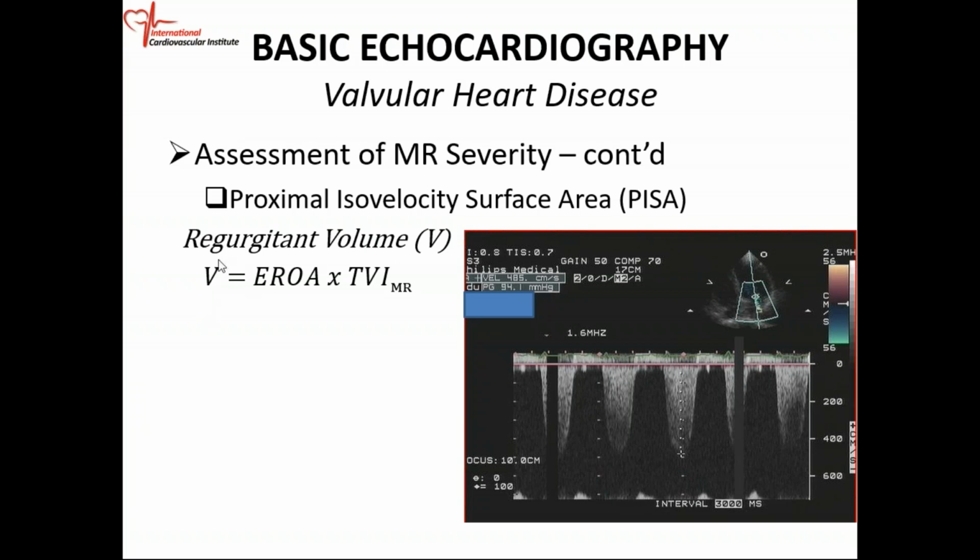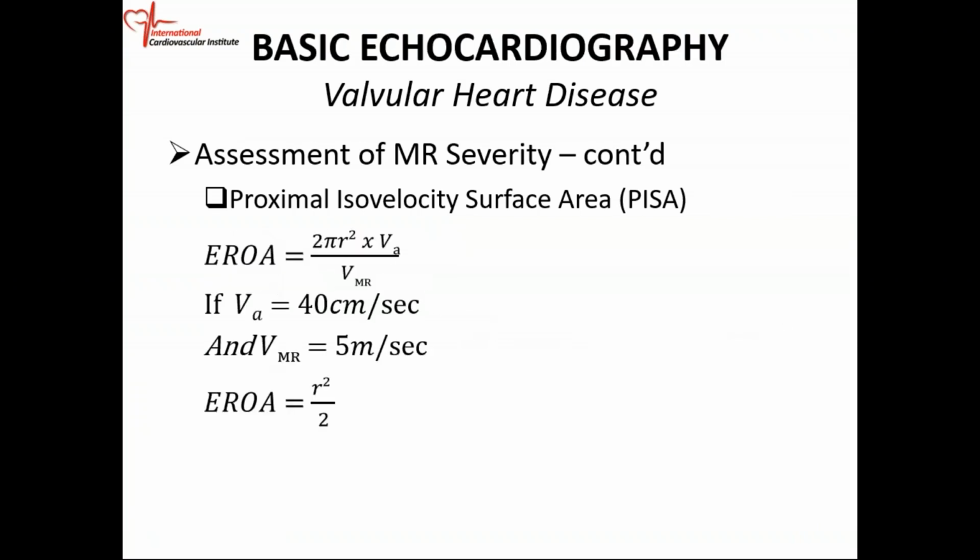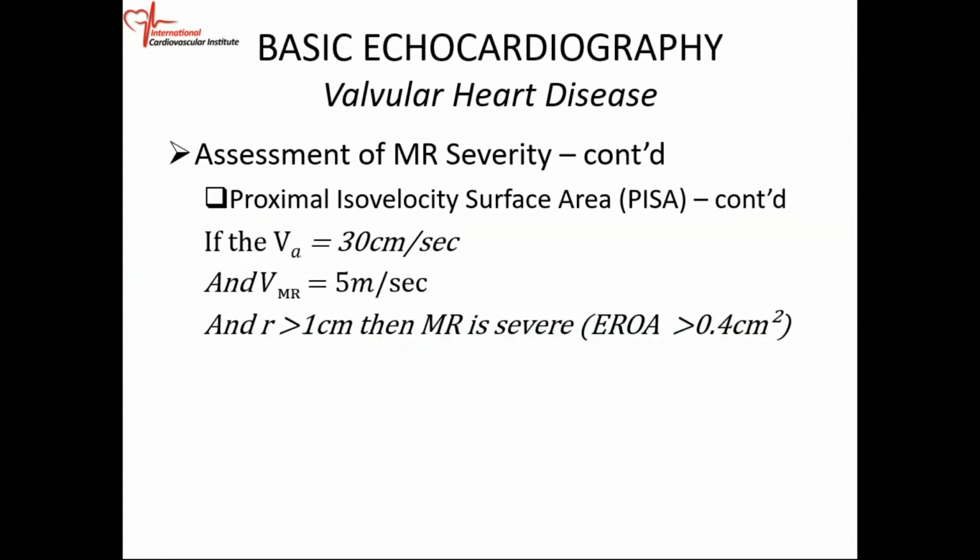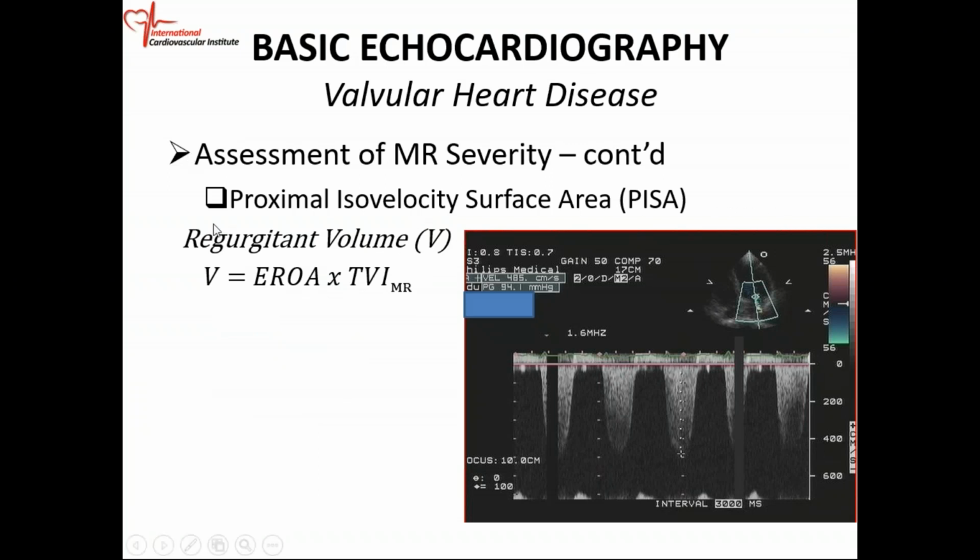Now, after you calculate your EROA, so you have to calculate the EROA using the principle we just went over. After you calculate the EROA, then you can calculate your regurgitant volume. The regurgitant volume is the EROA times the TVI. So you get your MR envelope and you have to trace the border to get the TVI. So if you multiply the EROA times TVI, you get regurgitant volume.